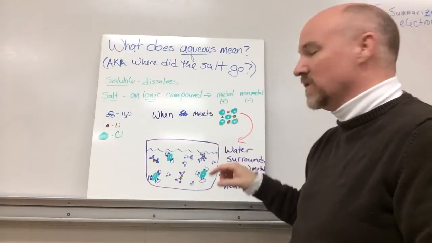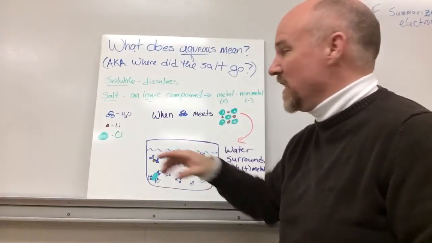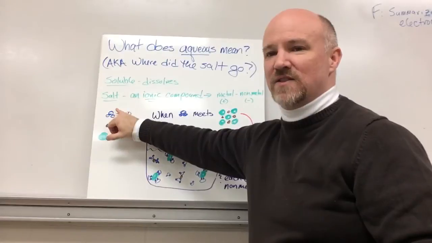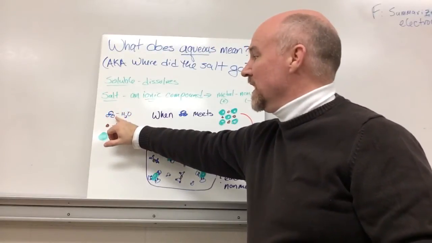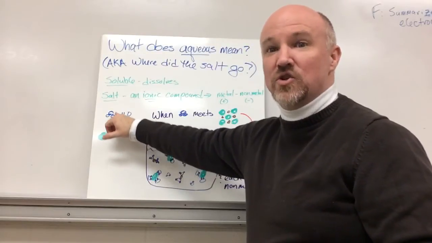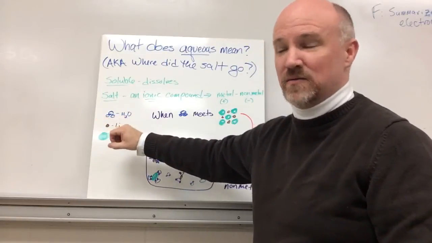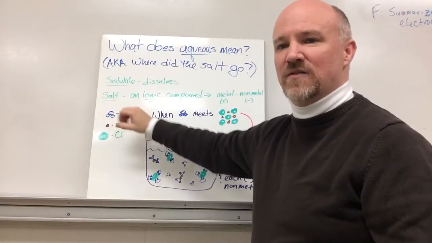The water actually pulls apart the lithiums and the chlorines. Why? Because one end of a water molecule is negative. The oxygen is the negative part of water, and the hydrogen is the positive end of a water molecule. They don't share equally, even though they're a molecule. And so we say it's polar, a positive end and a negative end.